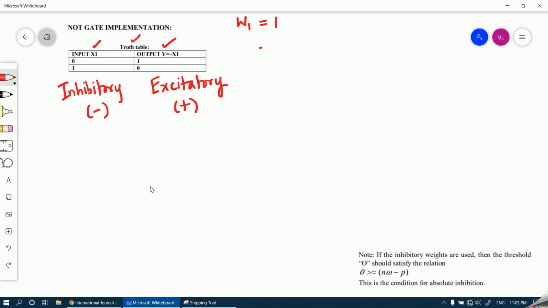When the weight is excitatory, we have the input 0, we multiply with the weight 1, which gives us the answer as 0, and we have the input 1 with the weight 1 and we get the answer as 1. So this is the first case that we have considered.